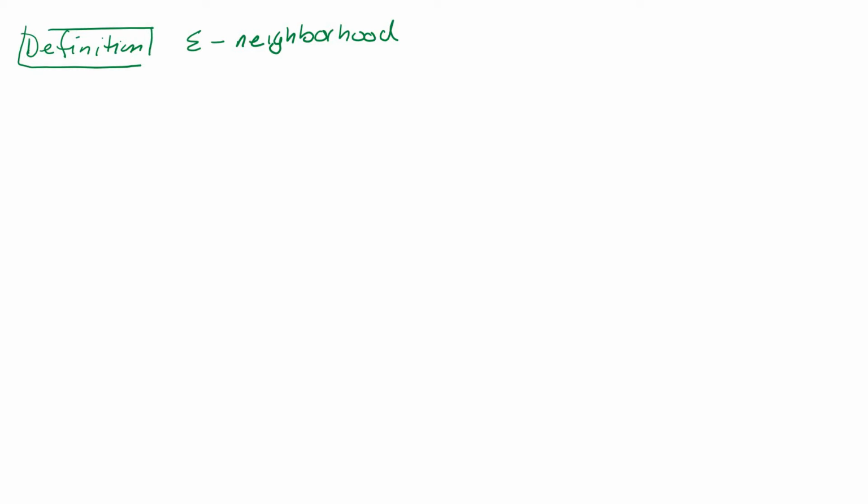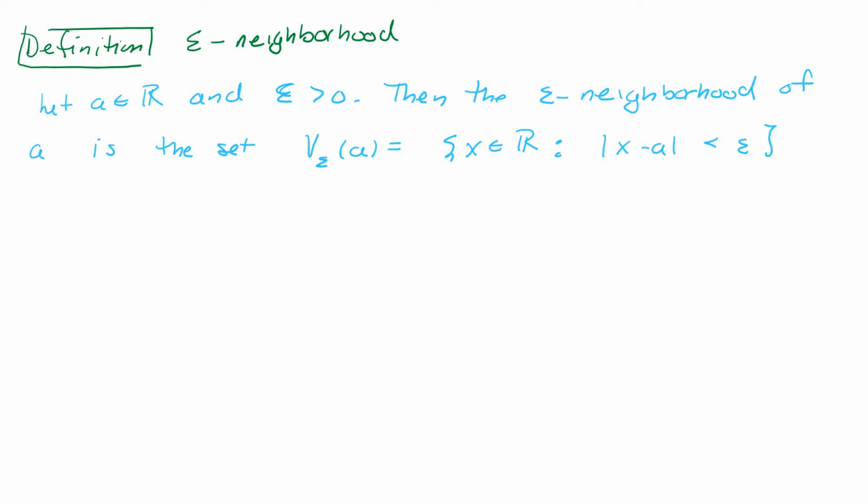All right, epsilon neighborhood. Some of these things are coming from topology, but in real analysis, you're nitpicky about things. We should have been in topology too, but it's so overwhelming. Here you start out with an A in the real numbers and an epsilon bigger than 0. Then the epsilon neighborhood of A is a set of x belonging to R such that the absolute value of x minus A is less than epsilon.